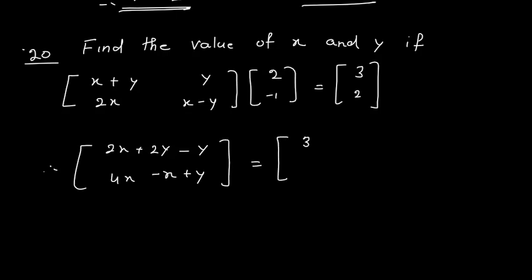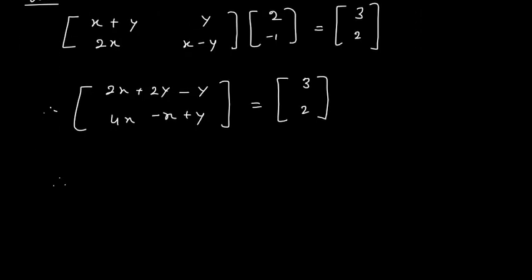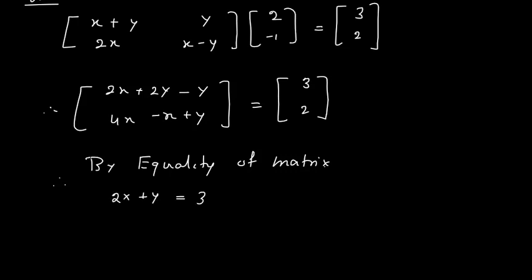Okay, so therefore by equality of matrix, we have 2x plus y equal to 3, and this is 4x minus x is 3x plus y equal to 2. Okay, you consider this equation 1, and this equation 2.